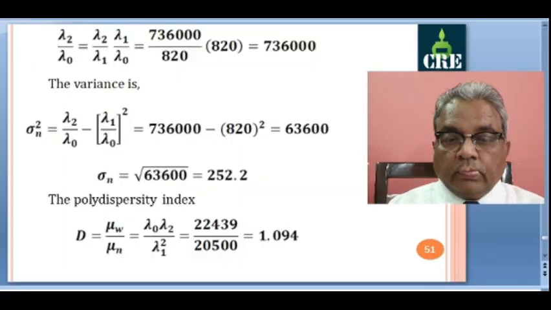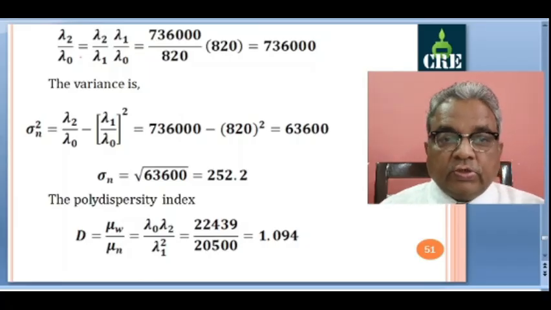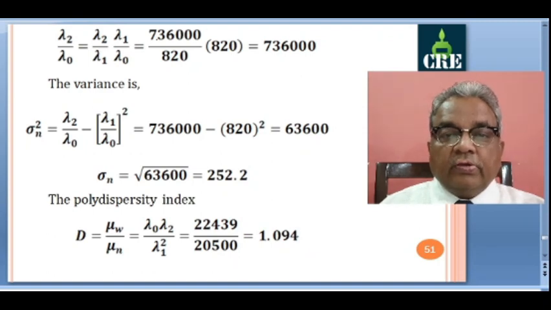Now if I want to write lambda 2 by lambda 0, I can write it as lambda 2 by lambda 1 into lambda 1 by lambda 0. So these ratios I know. Lambda 2 by lambda 1 I have already written earlier. This is 736,000 by 820. Lambda 1 by lambda 0 we know is 820. So this will cancel out, and lambda 2 by lambda 0 is 736,000 once again.